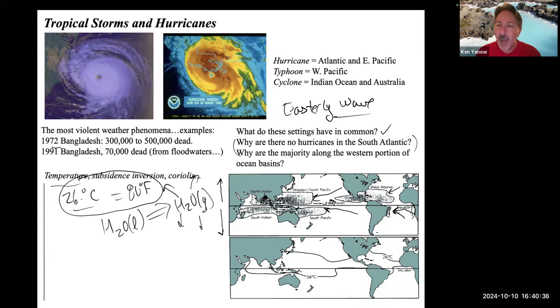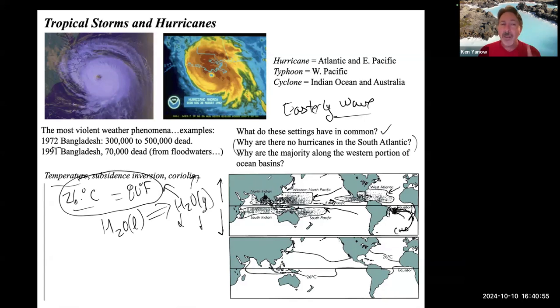Because we don't have enough length here on this equatorial zone for the water to warm up, because most of this is gyre water and it's coming from down here, which is cold, and it doesn't really have the time to warm up over here. So that's another reason we don't see them typically in the South Atlantic.